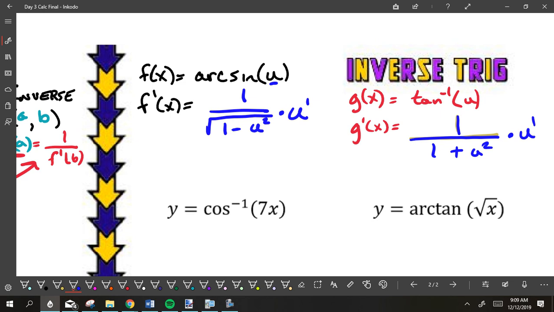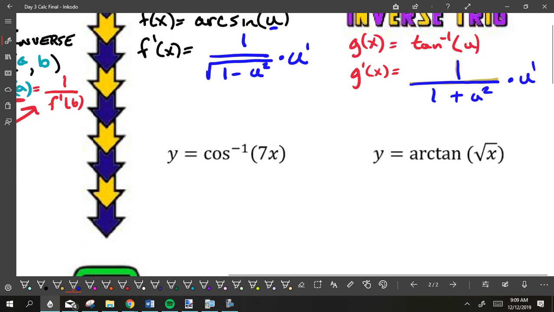Once you've got those memorized, then it's just a matter of doing it. That's what y is. Y is equal to inverse cosine. So if I find y prime, ooh no, arc cosine, I didn't write that one down up here. What's different about arc cosine and arc sine? It's a negative on top. It's a negative 1 on top. And then on bottom, it's the square root of 1 minus the baby squared times the derivative of the baby. What's the derivative of the baby going to be? Done.